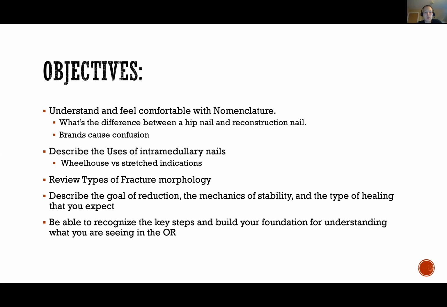We'll go through a little bit of a review of fracture morphology and types of fractures. And we're going to describe the goal of reduction, the mechanics of stability provided by a nail, and I want you to be able to describe the type of healing and what you would expect to see when you're following these patients. And then finally, you should be able to recognize the key steps and build your foundation for understanding what you're seeing in the operating room.